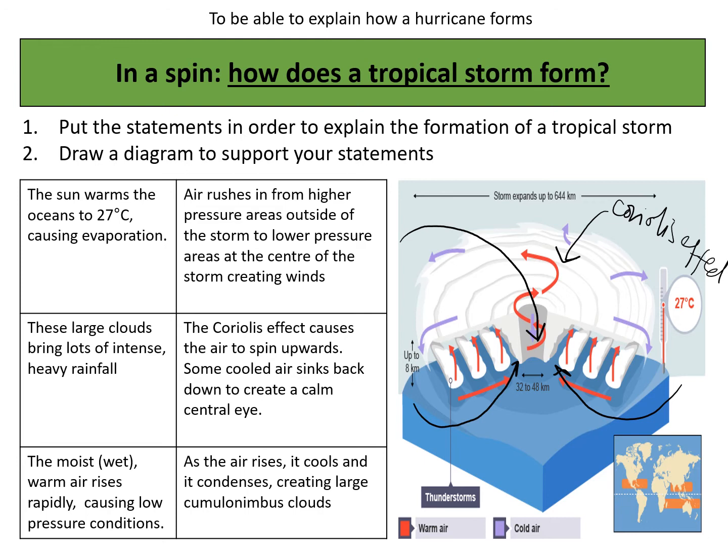So I would like you to draw the diagram, please, on the board, and make sure you've included all the figures about how wide the eye can be and how wide the actual storm can be itself. And then I would like you to put these statements in order of 1 to 6. And then on the next slide, we will go through the answers. So pause the video here while you're doing this.